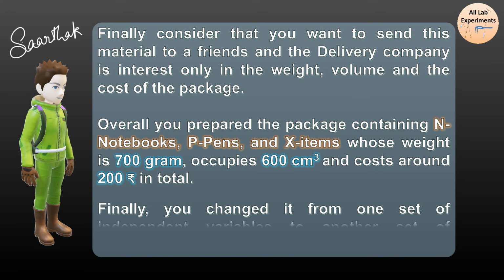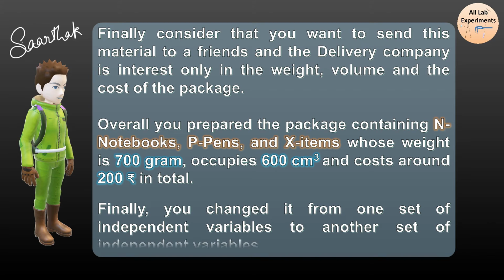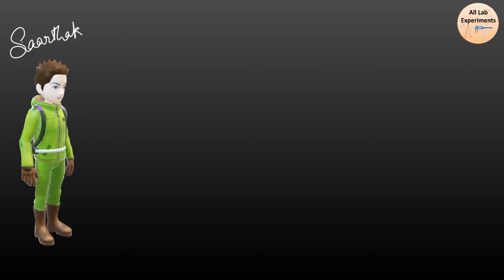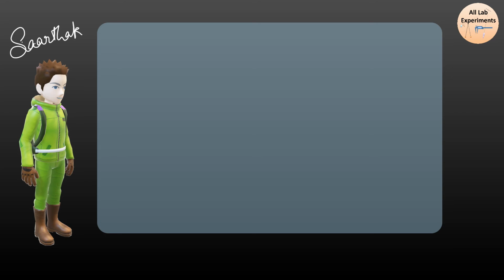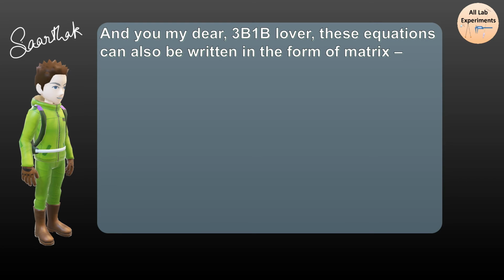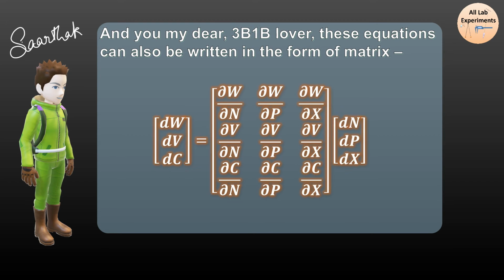Your shopping list is the same, but you changed it from one set of independent variables to another set of independent variables. These equations can also be written in the form of a matrix. So this is the construct through which you can change one set of independent variables to another set of independent variables. But there is a slight twist in the story.